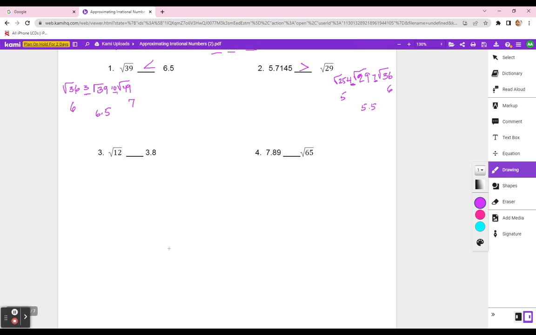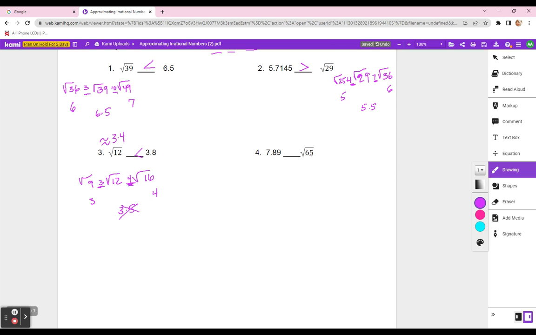All right, the square root of 12 is between the square root of 9 and the square root of 16. This is 3, this is 4. It's 3 units away from here, it's 4 units away from here. We know it's not 3.5, because these two numbers are not equal. We know it's closer to the square root of 9 because it's only 3 units away. So we know it's less than 3.5. So if this is approximately 3.4, well, that's less than 3.8.